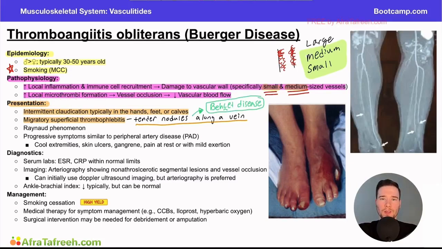This is an important physical exam finding to keep in mind because migratory superficial thrombophlebitis is often seen in thromboangiitis obliterans and also Behçet's disease, but it's not typically seen in other vasculitis conditions.